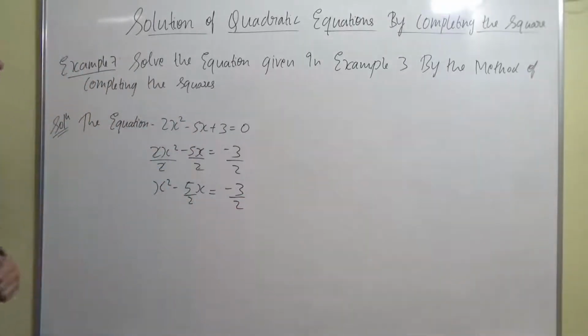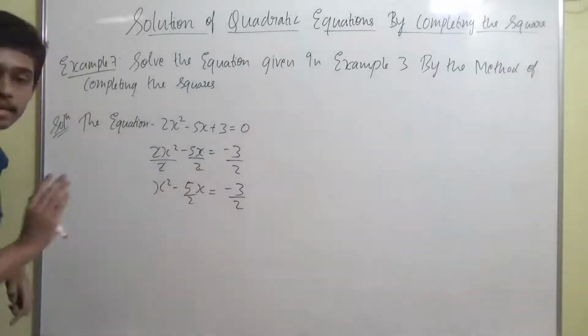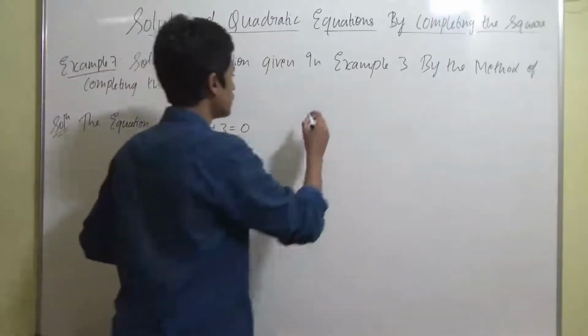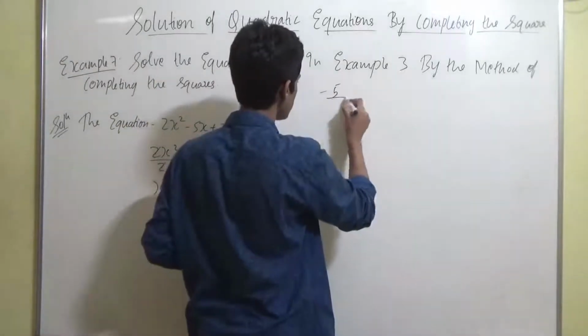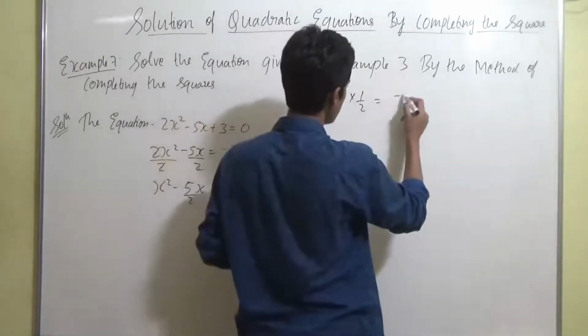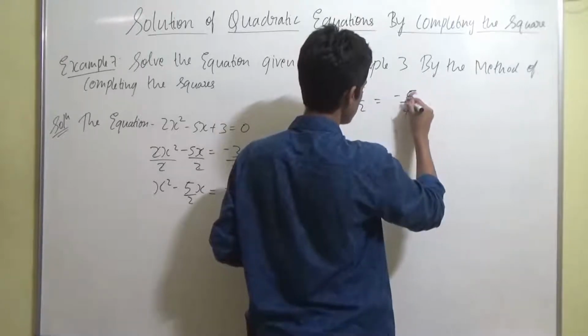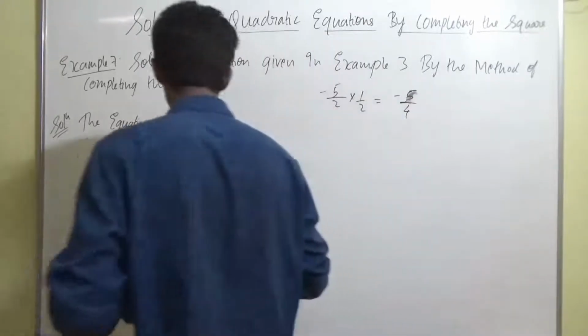Okay guys, now I'll tell you what you have to do. Take half of the quantity which you get here with the x term. Take half of that. That is minus 5 by 2 into half. Half of that will give you minus 5 by 4. Getting it, guys? That will give you minus 5 by 4.